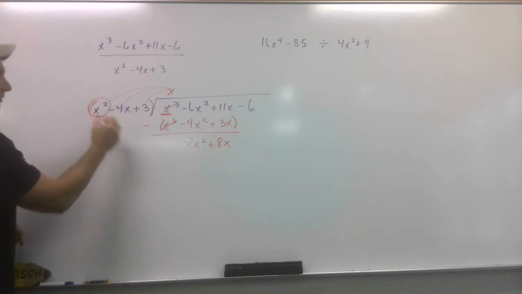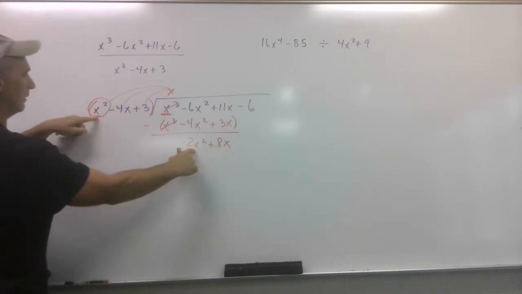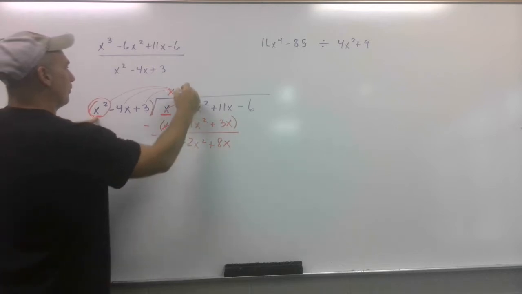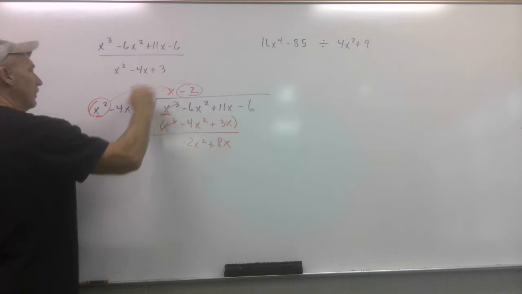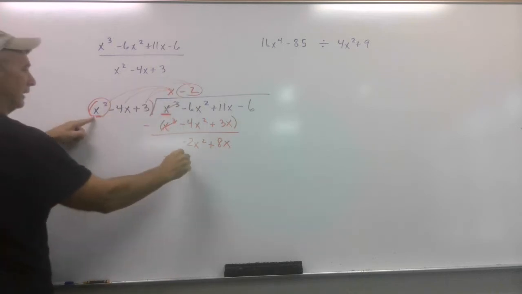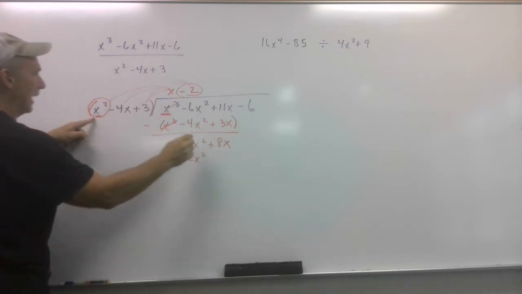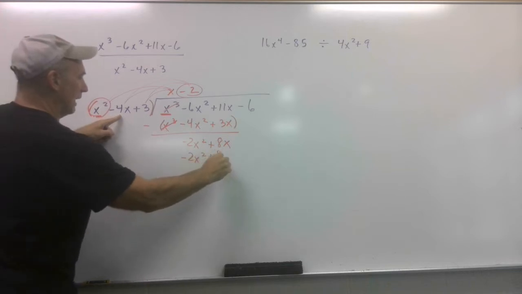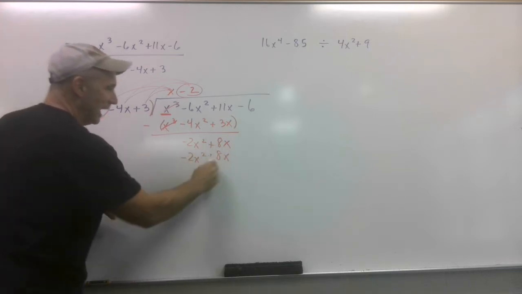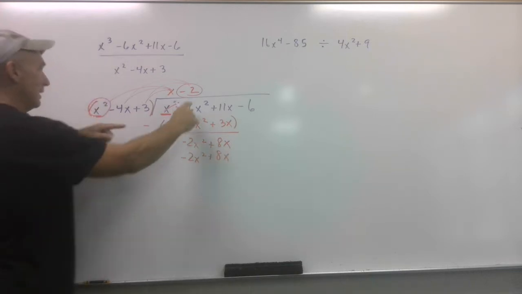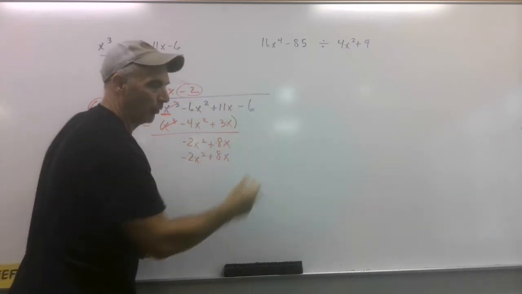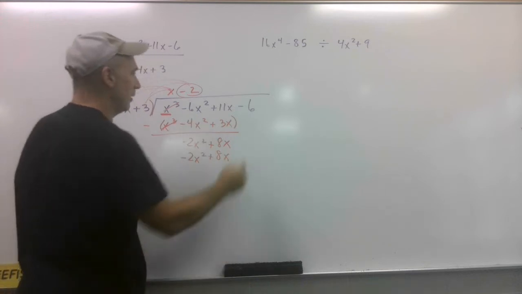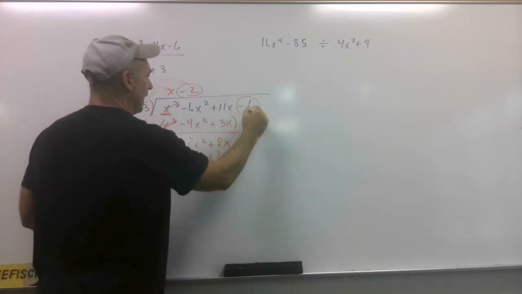What times this gives me this? That'd be minus 2. Now I distribute this negative 2 through everything. So I get negative 2x squared, we got our match, plus 8x. Now that's not always going to happen where they match. And then, oh, I already forgot something. So I make mistakes once in a while. I forgot to bring this guy down.